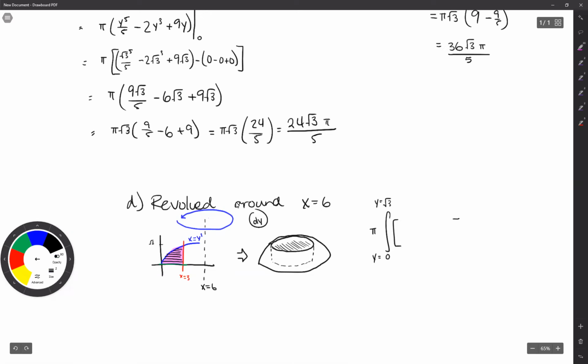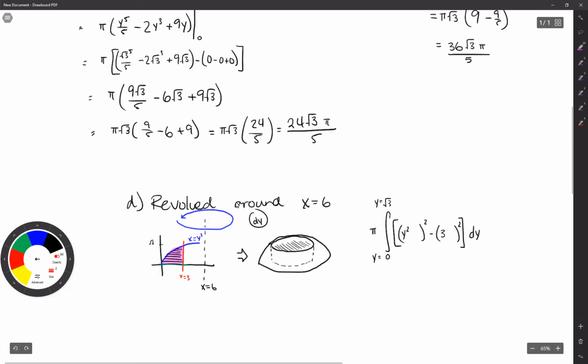And just like before, we're doing disks, dy. Okay, and we're going to have a big radius minus a little radius. Now, again, relative to the axis of rotation, our outer curve is this x equals y squared. So throw in a y squared here. And our inner radius is that x equals 3. So I'll throw in a 3 here.